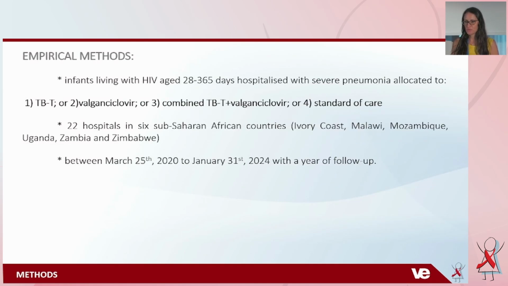I guess that some of you know EMPIRICAL, but this is a trial, EDCTP funded, and it's still ongoing, so we don't have any results. We hope to bring some results of the trial here next year. It's a clinical trial enrolling infants living with HIV below 1 year, beyond the neonatal period, who have severe pneumonia and are randomly allocated to 4 different arms: TB treatment, valganciclovir, combined TB treatment plus valganciclovir, or standard of care. The idea is to understand the effectiveness of this empirical treatment to reduce mortality.